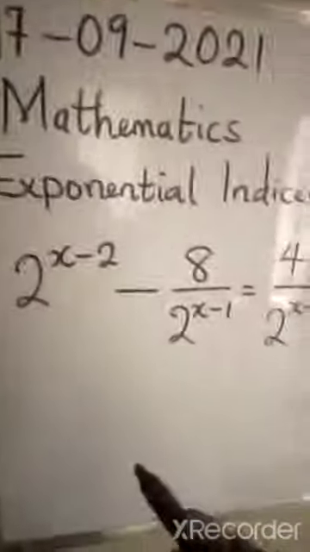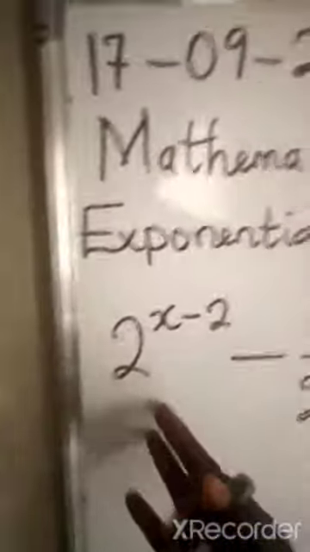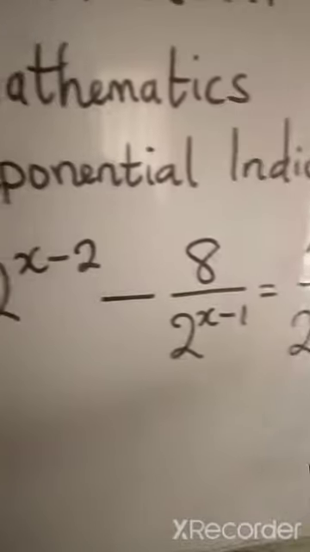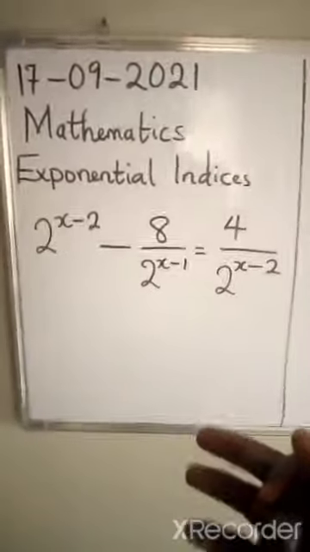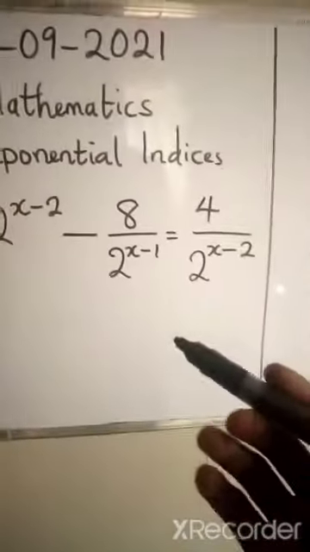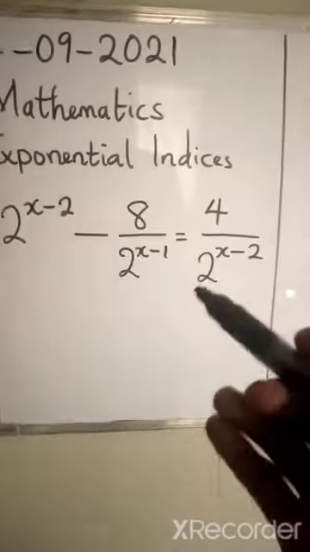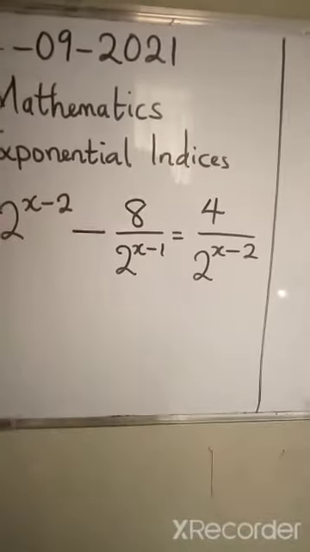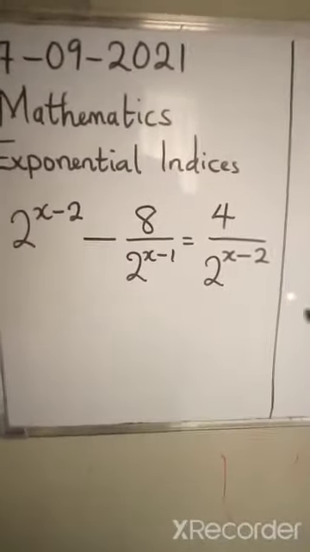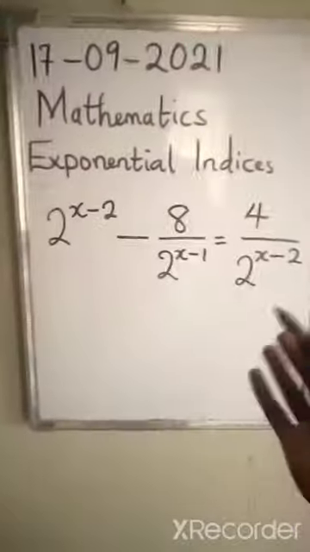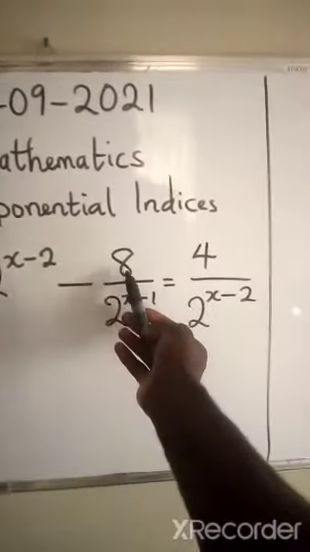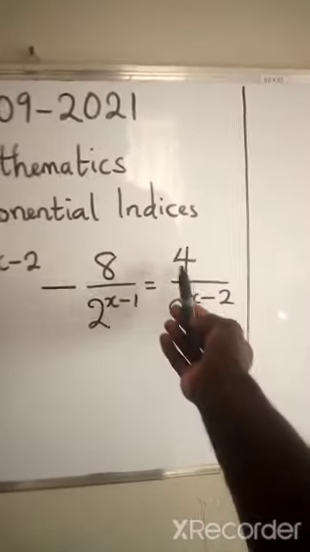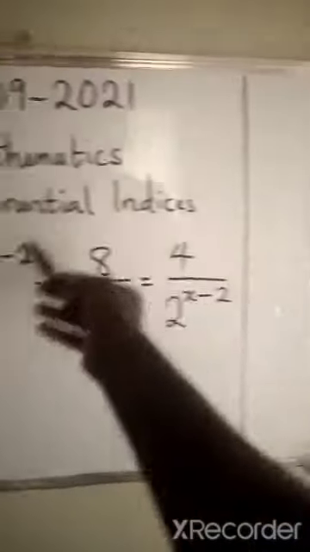If you look at this problem, you see that we have powers of 2. So the first thing you are going to check in any given problem of exponential indices is the number of times you have the common number, like the 2. You see we have 2 here, there is 2 here, there is 2 here. Here we have 8, here we have 4. So you make sure that you make everything to be 2.